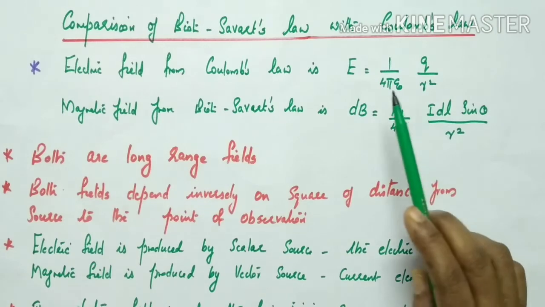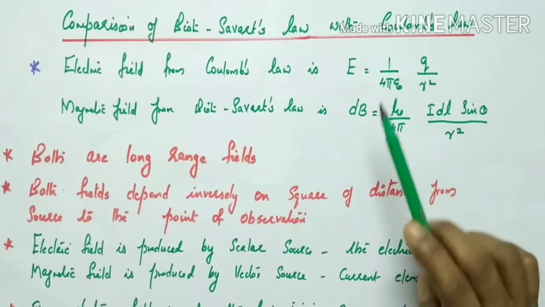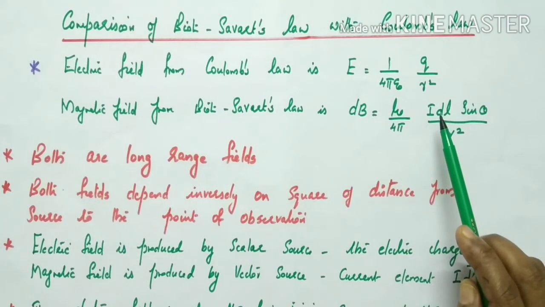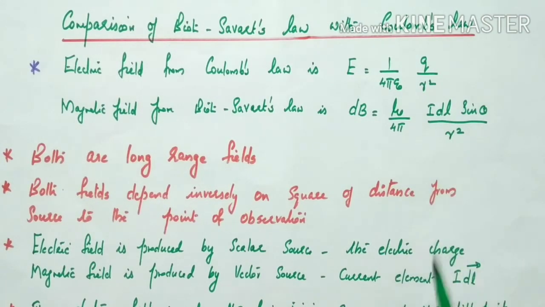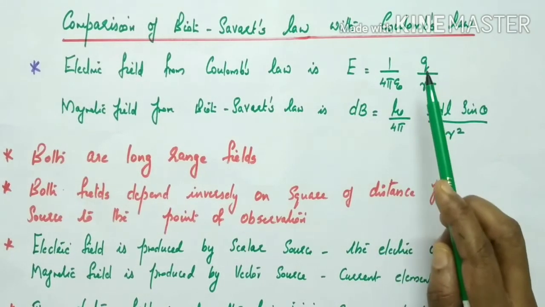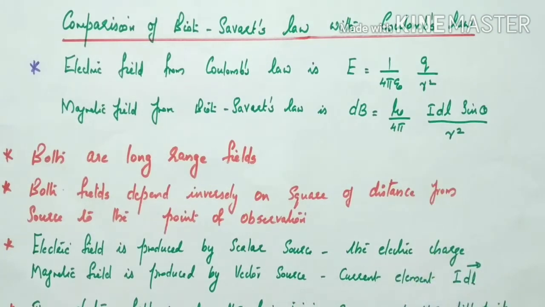Now, electric field is due to charge, which is a scalar quantity. But magnetic field is due to current carrying element. This is considered to be a vector quantity. So that is the main difference between electric field and magnetic field, or Biot Savart's law and Coulomb's law. Electric field is due to a scalar quantity, which is electric charge, and magnetic field is due to a vector quantity, that is current element. Okay.